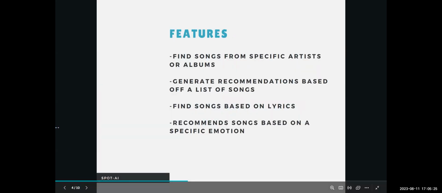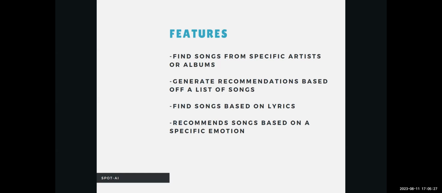So here are some features of Spot AI. It can find songs from a specific artist or an album. It can generate recommendations based off a list of songs or a single song. It can find songs based on the lyrics, and it can recommend songs based on a specific emotion.